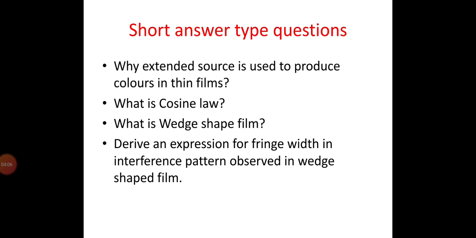Next slide is about the short answer type questions. The first question is, why the extended source is used in order to produce colors in thin films. The next question is, what is cosine law? Next is, what is wedge shaped film? Next question is, derive an expression for fringe width in interference pattern observed in the wedge shaped films. You write down the answer of all these questions.